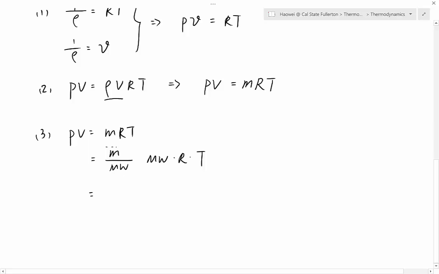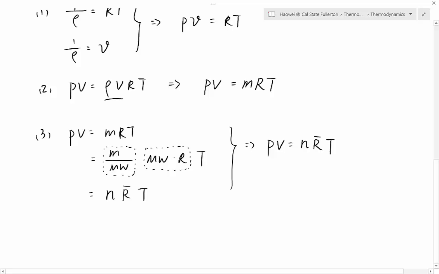First of all, mass over molecular weight is molar number. We use letter N for molar number. And next one, molecular weight multiplied by gas constant is something different, and that is called R bar. R bar has a name, that is universal gas constant, and then temperature. So in summary, the third option is P times V equal to N R bar times T.